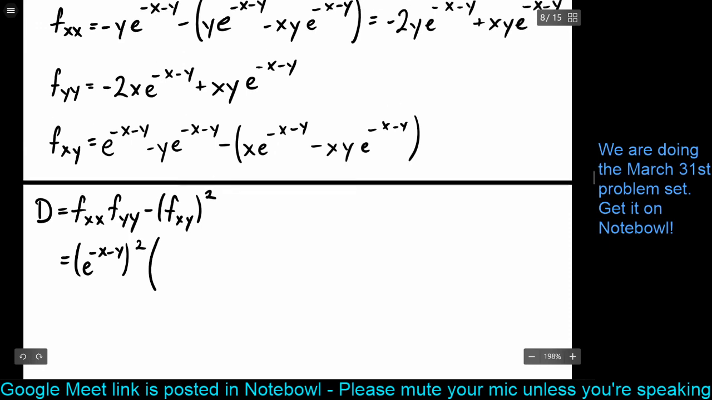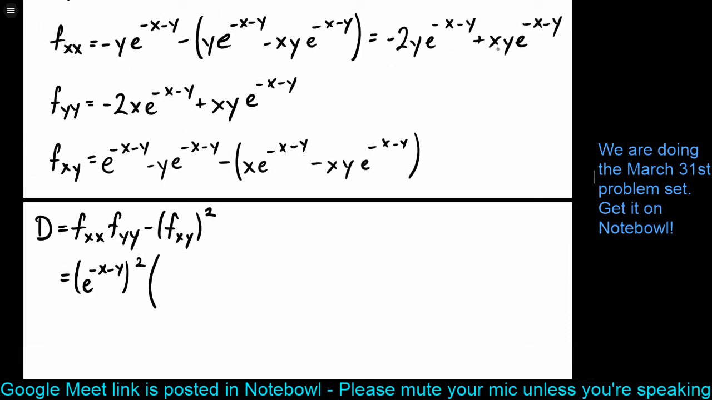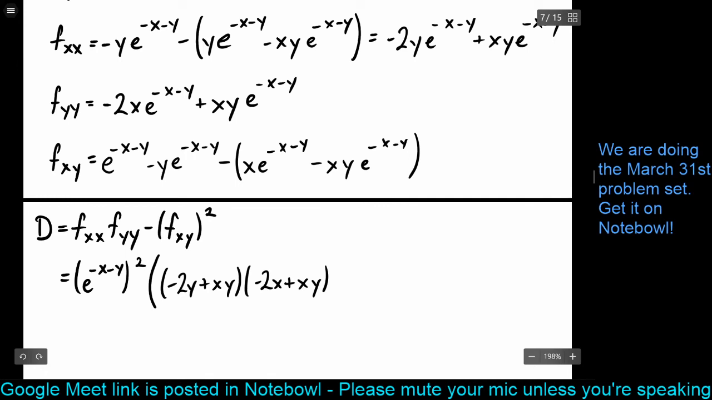All right, so fxx, so we're going to take the part of this that doesn't have the e to the minus x minus y, negative 2y plus xy. Same thing here, it's going to be minus 2x plus xy. Right? And then minus this thing squared, 1 minus x, or keeping it in the same order as up there, 1 minus y minus x. It's actually going to be plus xy squared. Right? So it's a big, messy thing, but it's not the worst thing ever.